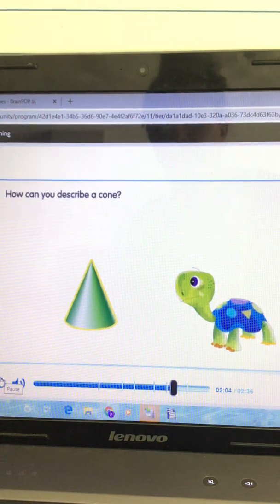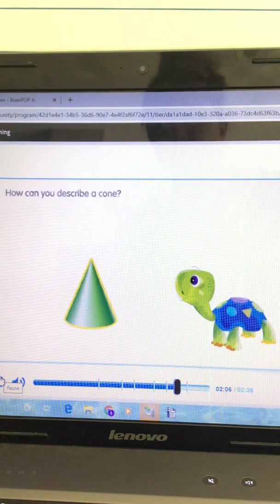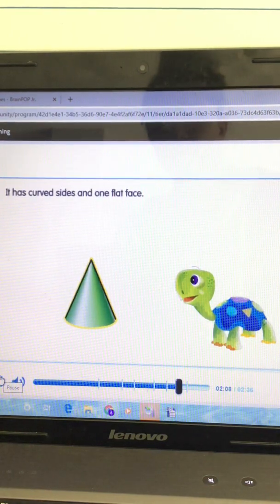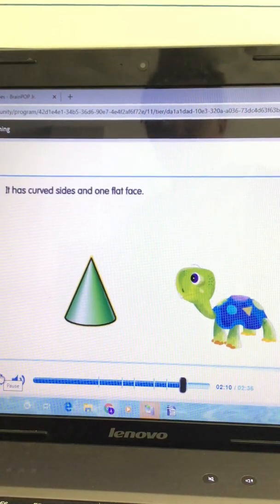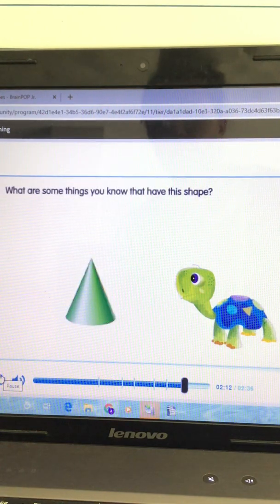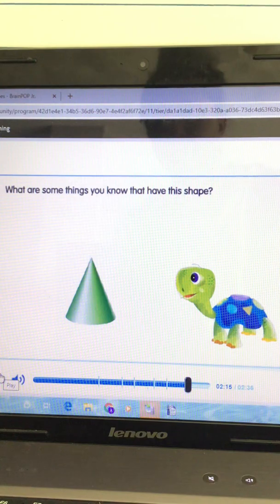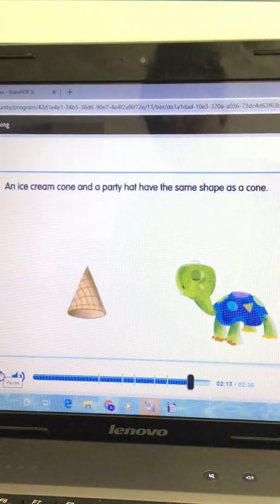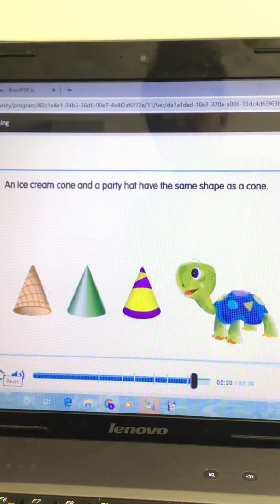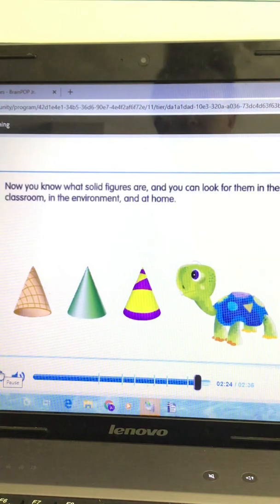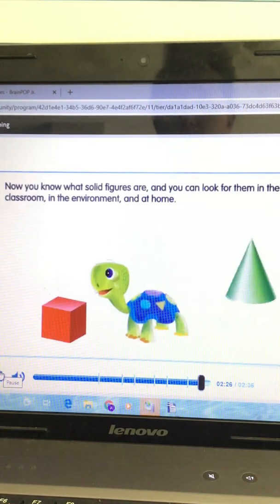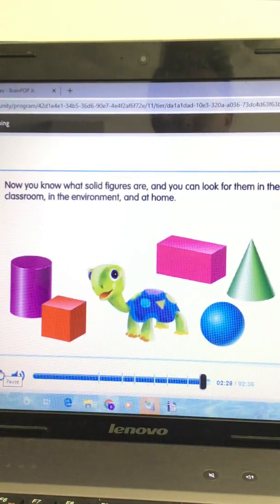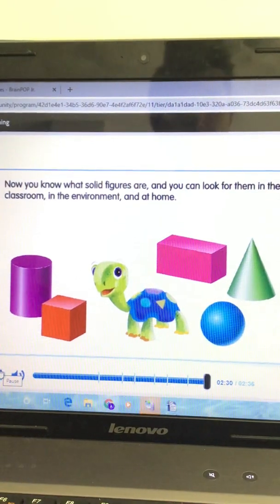How can you describe a cone? It has curved sides and one flat face. What are some things you know that have this shape? An ice cream cone and a party hat have the same shape as a cone. Now you know what solid figures are and you can look for them in the classroom, in the environment, and at home.